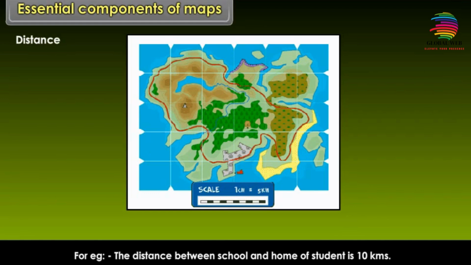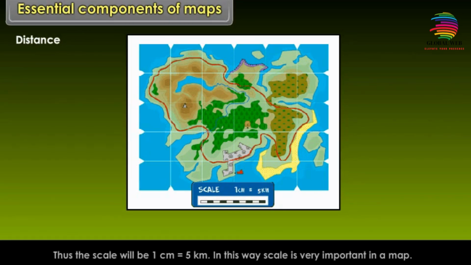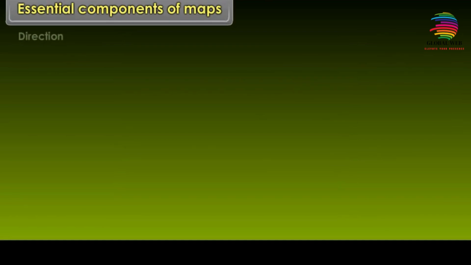For example, the distance between school and home of a student is 10 kilometers. If he shows this 10 kilometer distance by 2 centimeters on a map, it means 1 centimeter on the map will show 5 kilometers on the ground. Thus, the scale will be 1 centimeter equals 5 kilometers. In this way, scale is very important in a map.